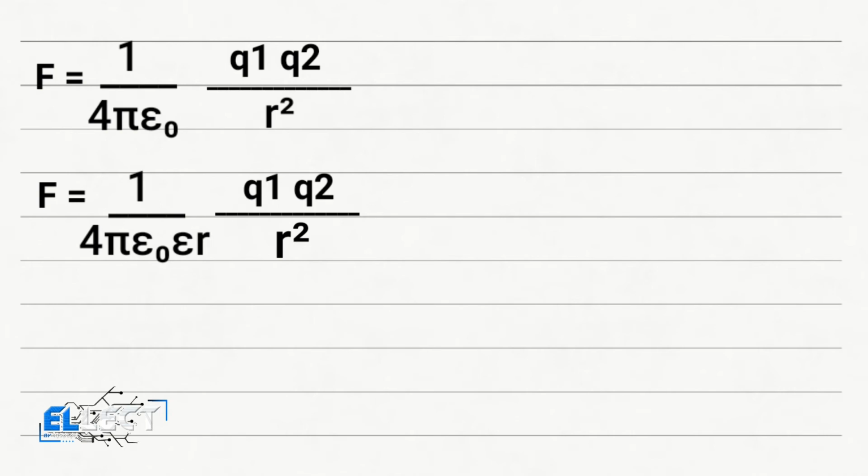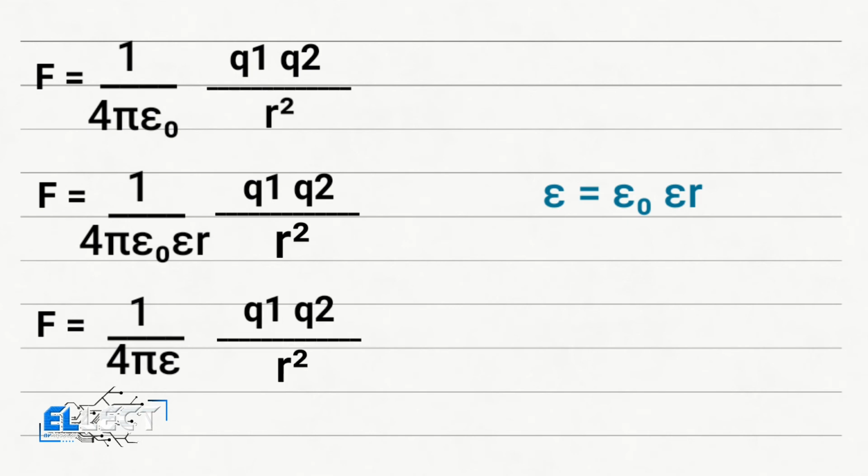Okay. Now coming to the next point, if we replace 1 upon 4 pi epsilon naught epsilon r, we know that epsilon is equal to epsilon naught epsilon r, which is the permittivity. Epsilon will be equal to the product of epsilon naught and epsilon r. Replacing the value, we get, as shown, F is equal to 1 upon 4 pi epsilon times q1 q2 upon r square.